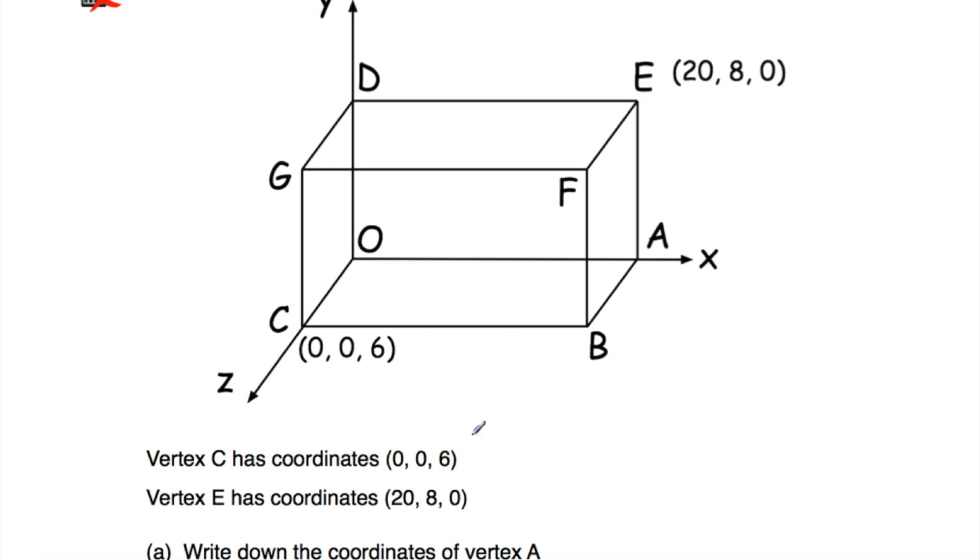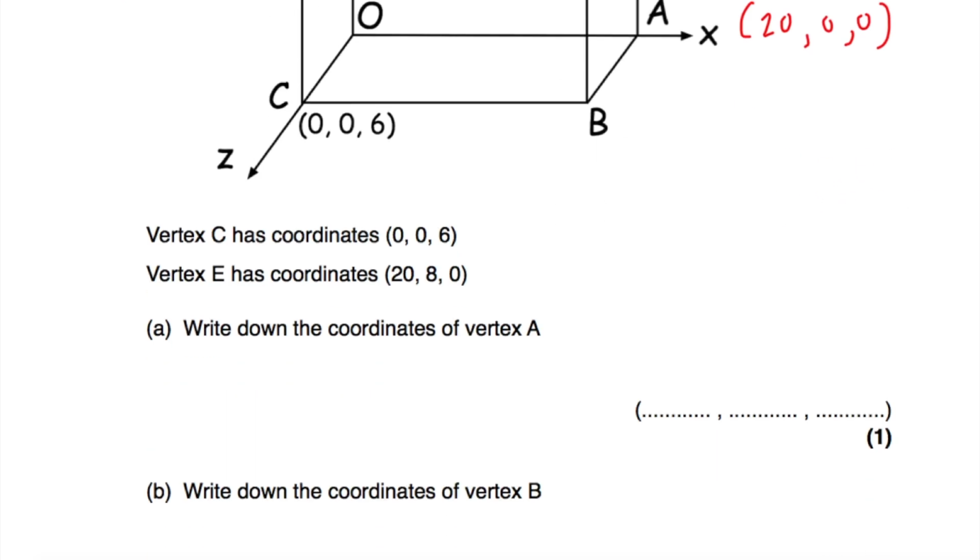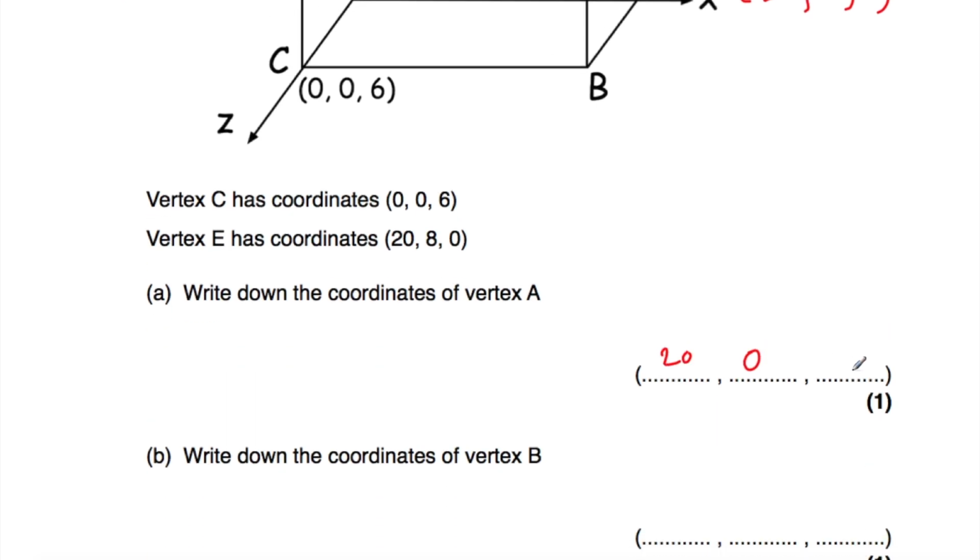And then we've been asked to write down the coordinates of vertex A, so this point here. To get to vertex A, we're going to be going 20 along in the x-axis direction because it's below E. We're not going to be going up in the y-axis direction or out in the z-axis direction, so our coordinates for point A will be 20, 0, 0. So point A is 20, 0, 0.